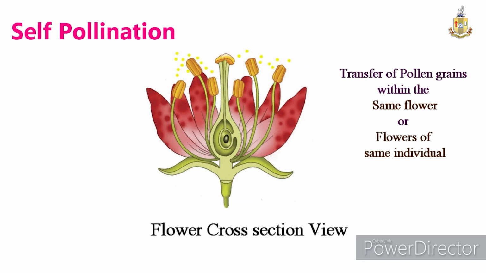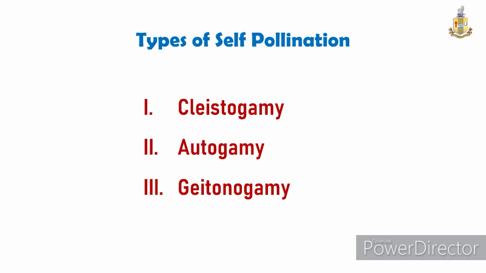Self-pollination. Here, the pollen transfer occurs within the same flower or between the flowers of the same individual. Such type of pollination is called self-pollination. Self-pollination may be further classified into cleistogamy, autogamy and geitonogamy.